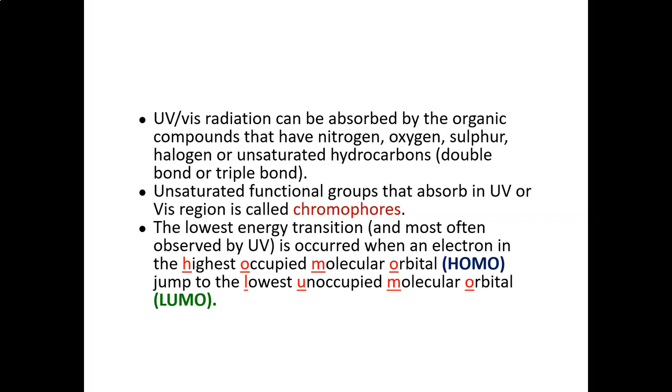So absorption of UV by organic compounds causes the transition of electron from HOMO. This is the most often observed transition, from HOMO to the LUMO. HOMO is the highest occupied molecular orbital and LUMO is the lowest unoccupied molecular orbital. On the next slide I will explain what HOMO and LUMO are.